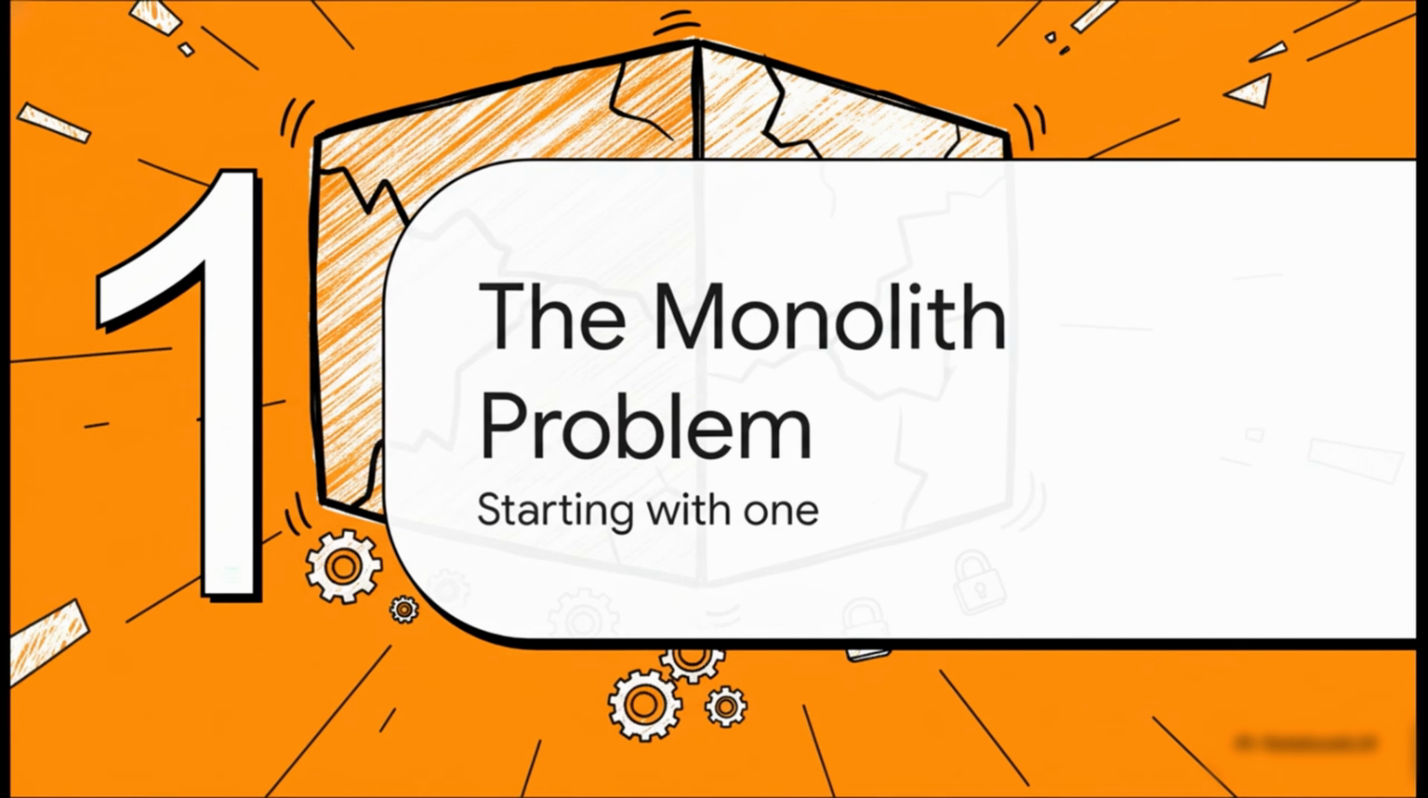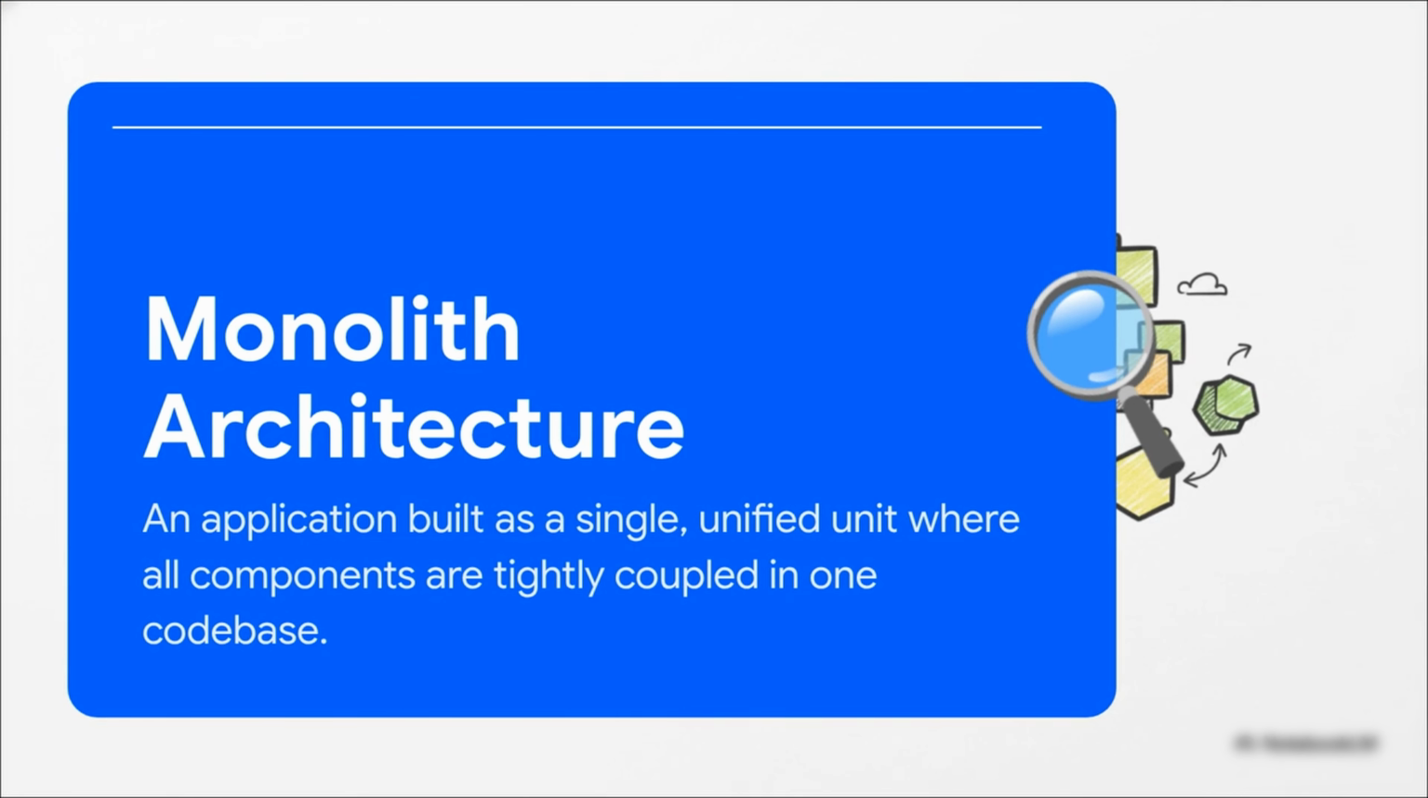All right, so our story has to start at the beginning, right? And for most apps, that beginning is a simple, all-in-one structure we call the monolith. It makes perfect sense when you're starting out, but, well, it has a hidden breaking point. So, what is a monolith?